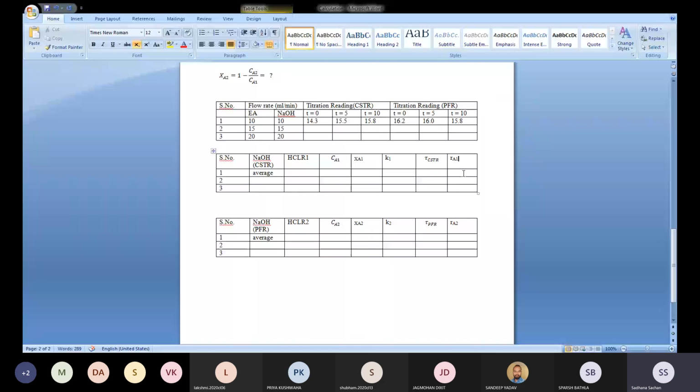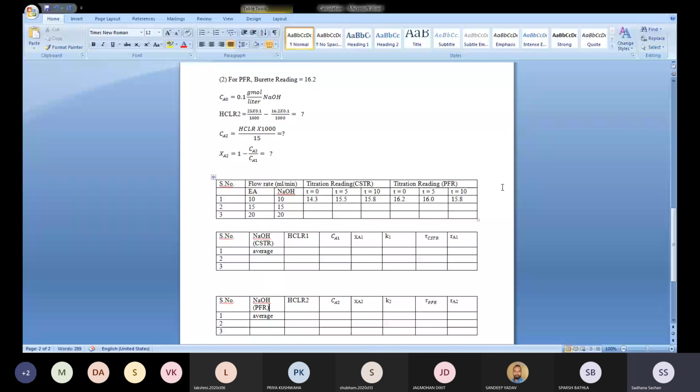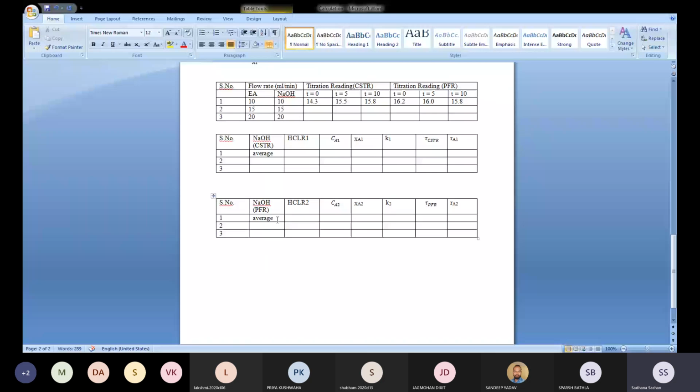Yes, ma'am. Similarly we do for the PFR here. For PFR, whatever the average value from the first table, we can take 3, 4, 5 values and then take the average, but minimum 3 values. The average reading of this, HCl R2, the same way Ca2, Xa2, we can calculate these values here.